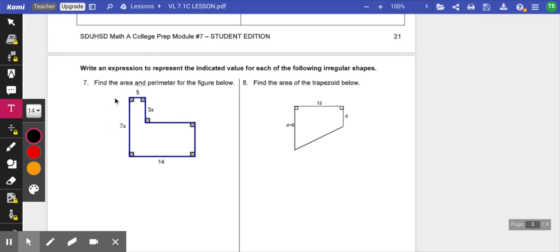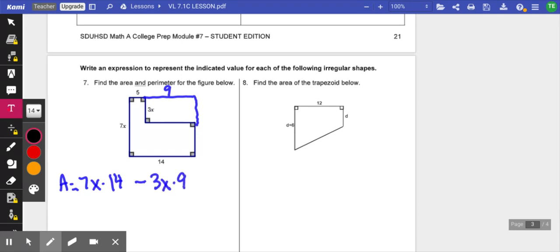All right, find the area and the perimeter. So first I'm going to do area, and I think I'm going to surround and subtract. So I'm going to make this a big rectangle. This would be 7x, this is my area, by 14. Then I'm going to have to take off this part. If this is 14 all the way across, and this section is 5, then this part here has to be 9, because 5 plus 9 is 14. So this little part I have to take off is 3x by 9.